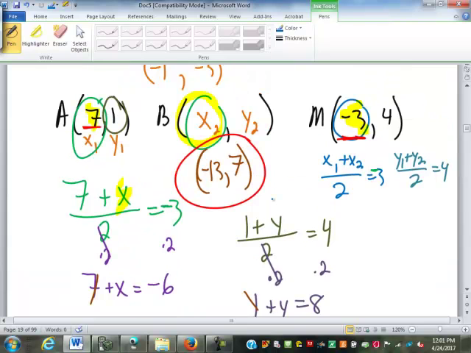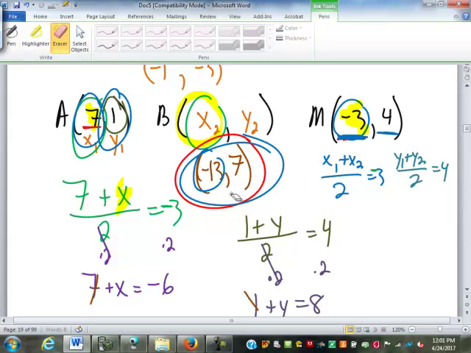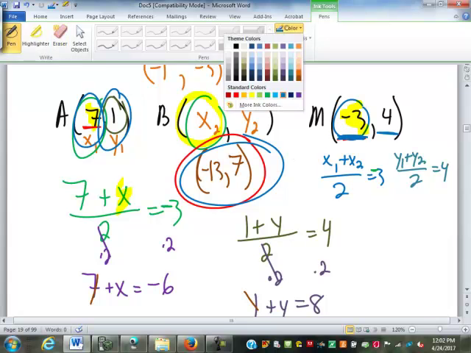So now let's double check it. So we've got 7 and negative 13 make negative 6. Divided by 2 does make negative 3. 1 and 7 makes 8. Divided by 2 makes 4. So that endpoint works. So it just goes to show, even I make silly mistakes like that. So it's always a good idea to double check your work when you're done to make sure you can work it backwards.